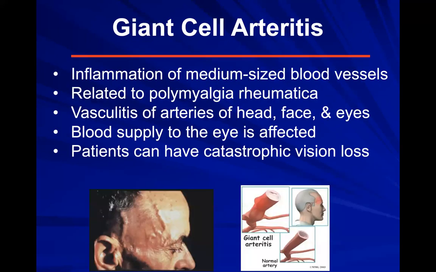All right, let's now speak a minute or so on giant cell arteritis, a very common systemic disease that affects the eye. Usually it's an inflammation of the medium-sized blood vessels. This is your normal artery, and this is your giant cell arteritis. You can see it's truly inflamed. It's related to polymyalgia rheumatica. The vasculitis of the arteries, head and face and eyes are all affected. You can see nicely here the temporal artery.